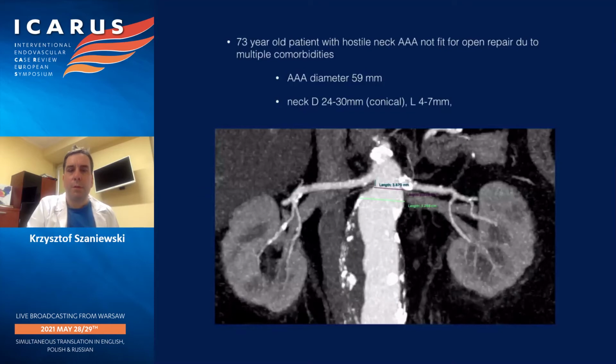Now I will present one of the cases we made. This is a patient with an almost 6 centimeter aneurysm with a very short neck. You can see here it's about 3 millimeters, and then there is a conical shape. So it's a classic definition of the difficult neck. The diameter of the neck is quite normal, about 24 millimeters below the renal, and at the end of the conical shape it is about 30.